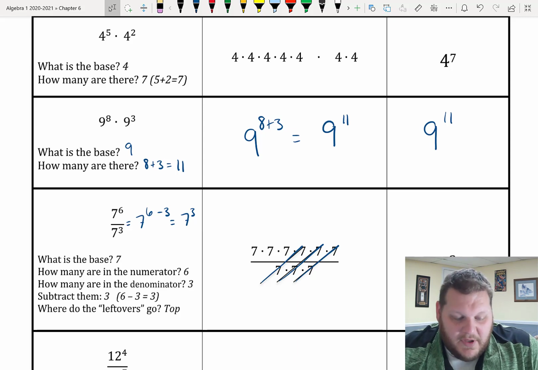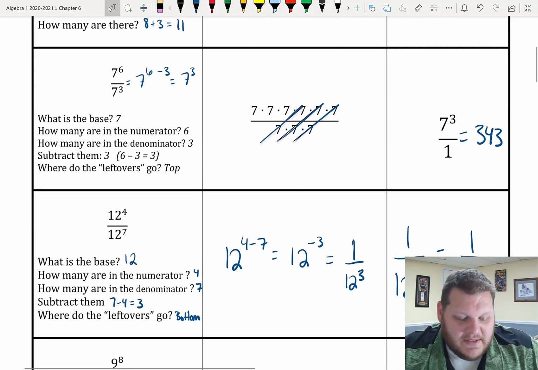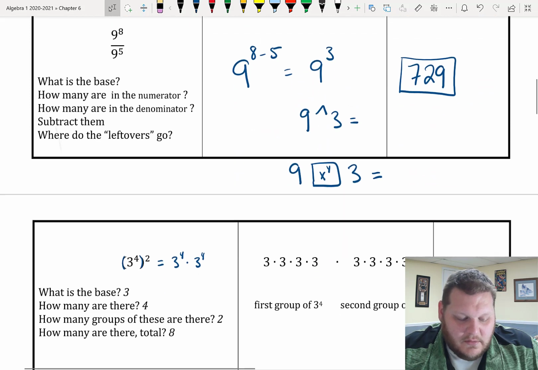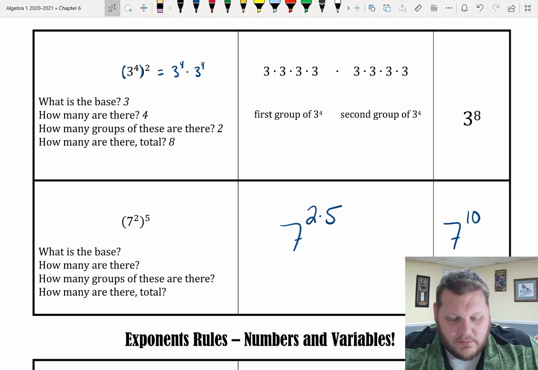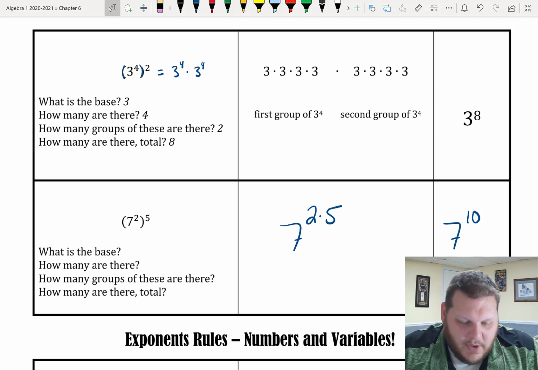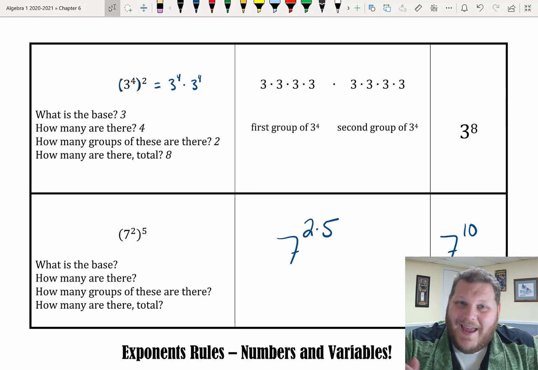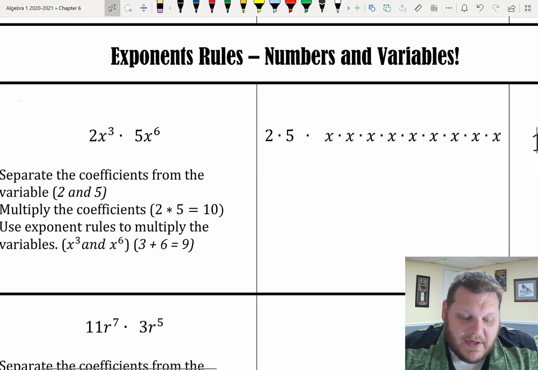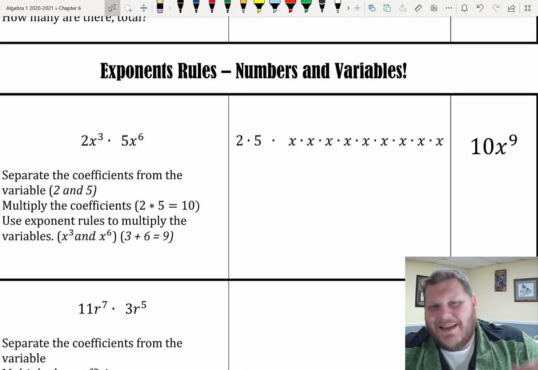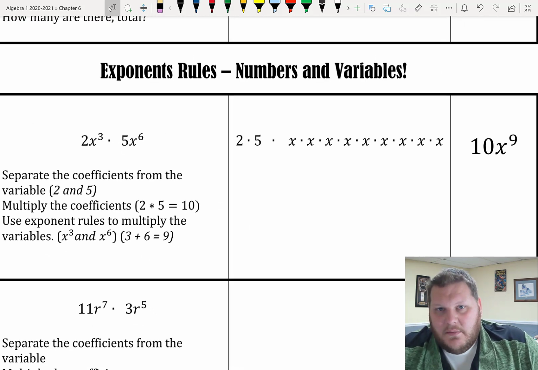So here, I had a base of 4, base of 9, 7, 12, 9, and then my exponent rule with a power to another power, I have just a single base, so that one obviously we don't have to get those to match up. But with all of them, I have to be dealing with that base, because it gets a little bit more complicated when we start mixing both coefficients and variables together.